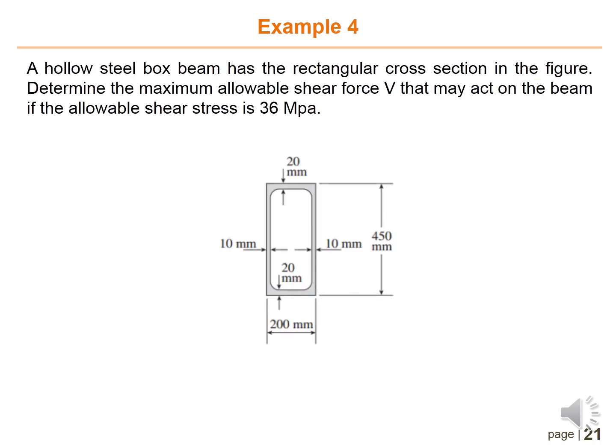Okay, for example number 4, you have a hollow steel box beam which has a rectangular cross section as in the figure. Determine the maximum allowable shear force V that may act on the beam if the allowable shear stress is 36 megapascal. So in this question, instead of finding the shear stress, you have to determine the allowable shear force V.